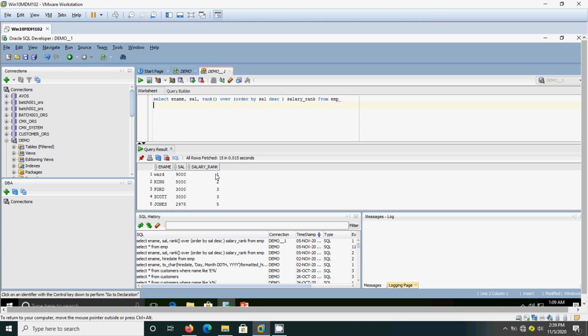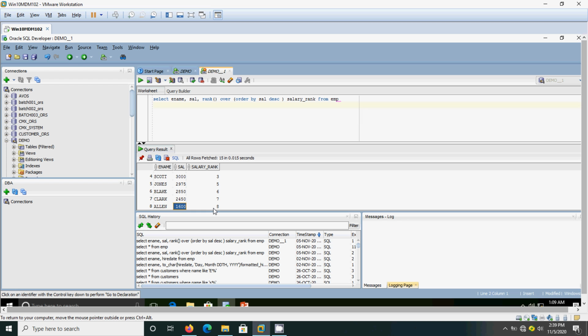See, here it allots ranks 1, 2, 3 like that. Here Mr. Ward receives 9000. He is the highest paid person in the company, so he gets rank number 1. The second person is King, 5000, he gets rank number 2. But for the third position, two persons are there. A 3000 salary is received by Ford, as well as Scott receives 3000. So these two persons are sharing the rank position. That means the number 3 is getting shared between these two persons. So the next rank won't be 4, it will be 5. Likewise, the rank function works.